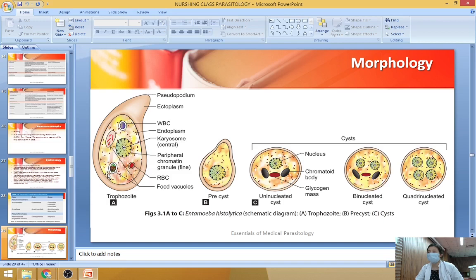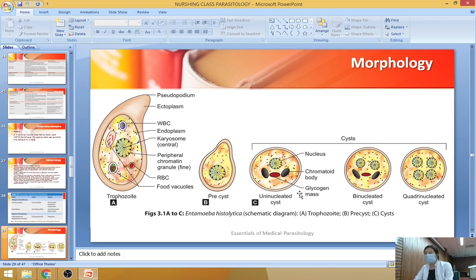Then RBC, then food vacuole. Food vacuole is where they trap the food. And this is the pre-cyst. Cyst is the egg form. Here the ectoplasm is there, endoplasm is there, chromatin network and all formation are there. Here we don't see any RBC or WBC. The uninucleate cyst has one nucleus, then the binucleate has two nuclei, and the quadrinucleate has four nuclei: 1, 2, 3, 4. And this is the glycogen mass and all. This is the morphology of Entamoeba histolytica.